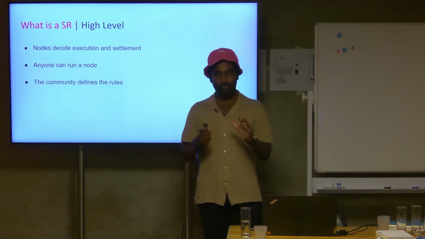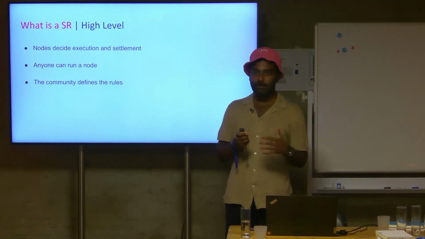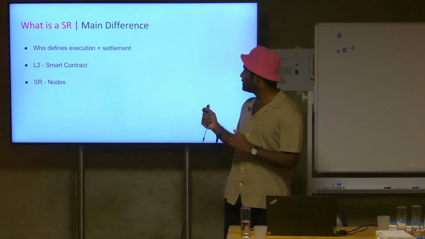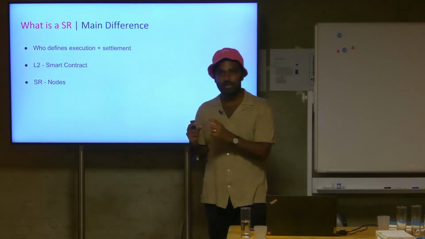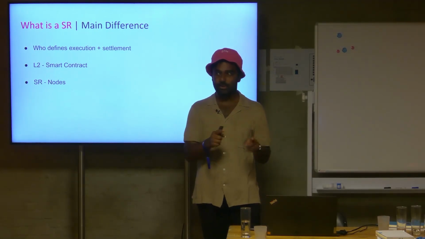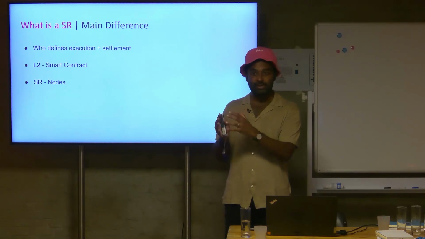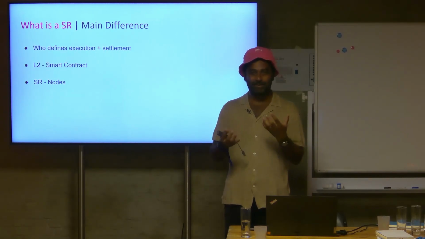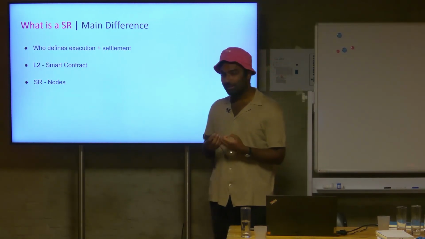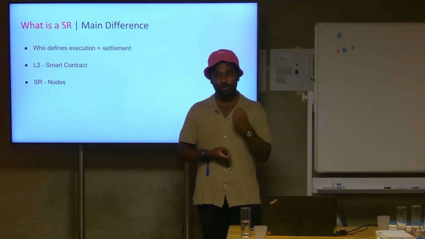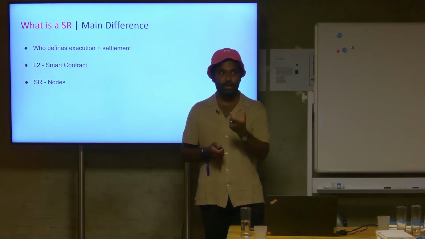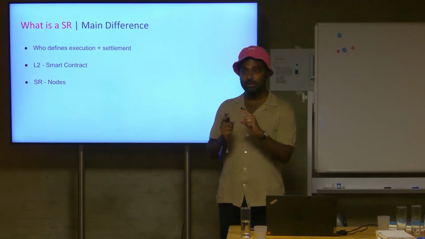So when we think about sovereign rollups versus an ETH-L2, the main difference we should keep in mind is who defines execution and who defines settlement. For a sovereign rollup, the nodes themselves define execution and settlement. I know I'm saying this a lot, but I think it's somewhat of a novel concept that hasn't really existed before. Whereas for an ETH-L2, the way that you define who is executing or who settles is the L1 itself.